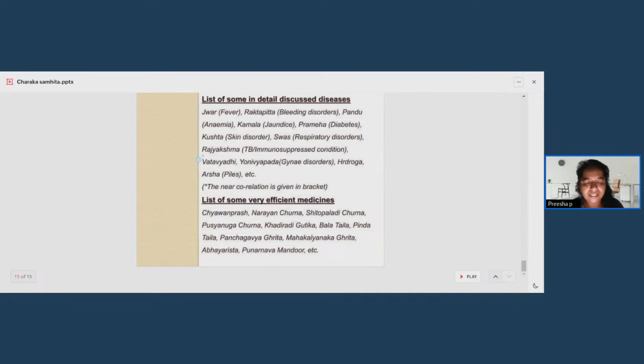Then the other one is Agnimcha Udarad, Vatanulomana. So Vatanulomana is there, Agni Deepana is there, and also Shleshma Parishoshana is there. So these are the conditions in which Ushna Jala in Jvara is indicated. The contraindicated conditions are Daha, Bhrama, Pralapa, Atisara. These are the contraindicated conditions.